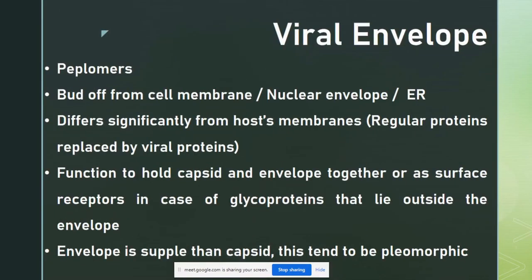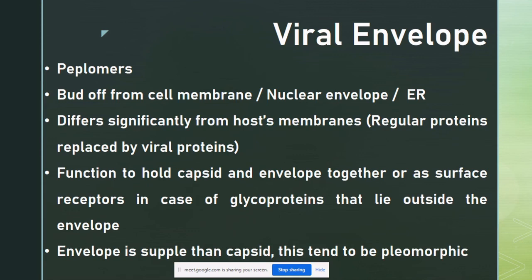Then we have the viral envelope. We talked about peplomers, which are nothing but the spikes of the viruses that protrude from the envelope outside, and they are also very important for adherence. They are made up of glycoproteins, and generally enveloped viruses bud off from the cell membrane. When they bud off from the cell, from the same particular point, they take out their covers. They could bud off from the nuclear envelope, and they could bud off from the endoplasmic reticulum as well.